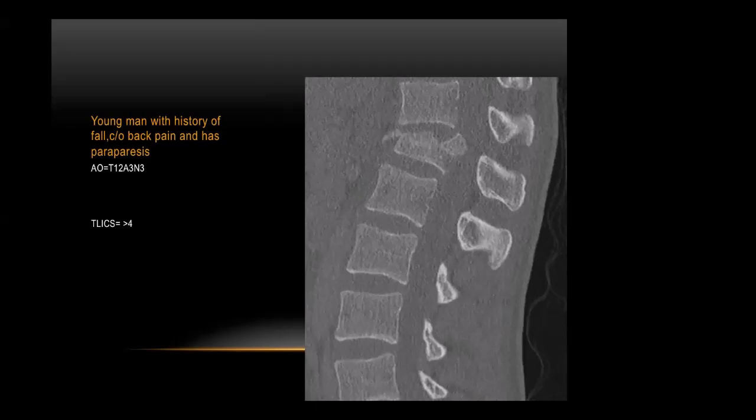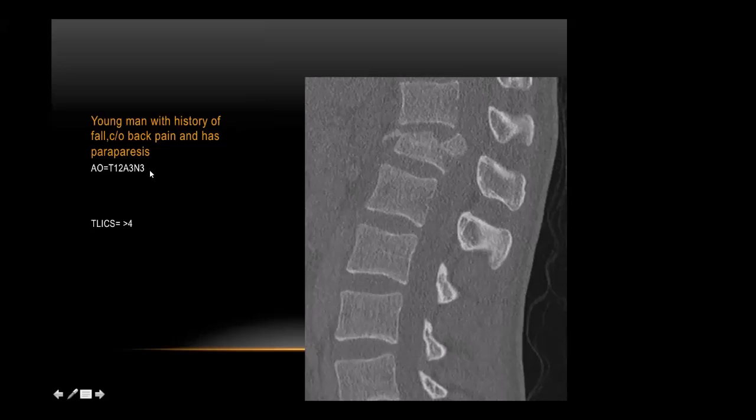So basically, it's a burst fracture, and N3 stands for incomplete cord injury. So, A3 means? Burst fracture. Okay. And N3 means incomplete cord injury. Okay. So there is some neurology.